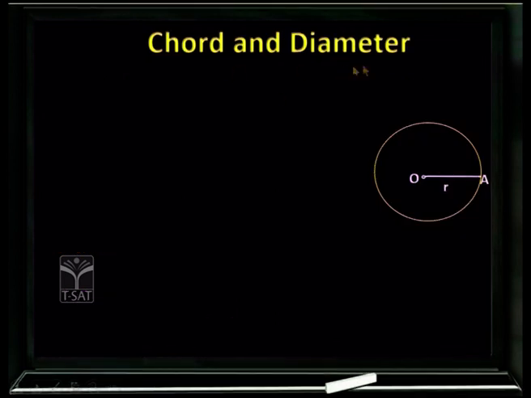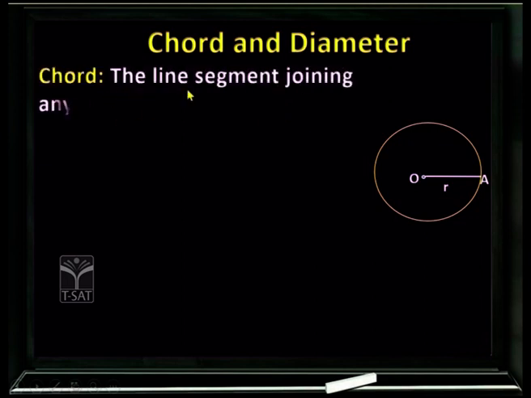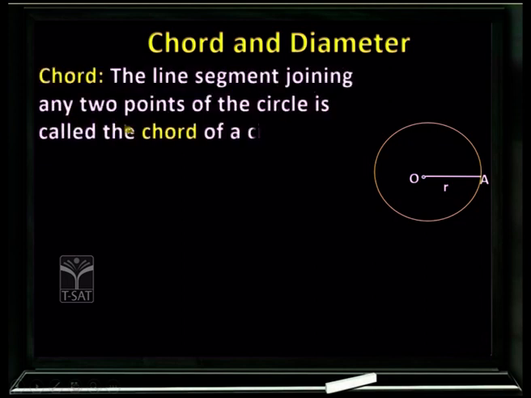Now, chord and diameter. What is a chord? A chord is the line segment joining any 2 points of the circle. How many chords can we draw to a circle? We can draw infinitely many chords to a circle. So, these are 2 points P and Q. Here PQ is a chord.